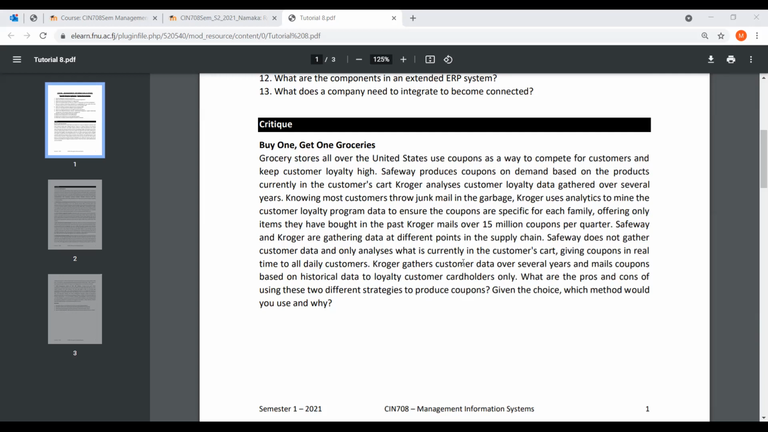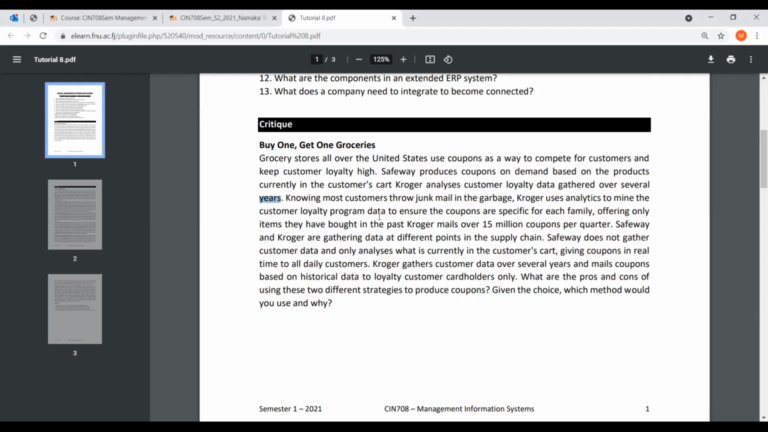Kroger is also a well-versed e-commerce site. The sister company of Kroger is Kruger, and what they do is sell almost any items on the web. Kroger analyzes customer loyalty data gathered over several years. So there's a vast difference between the two companies. Safeway basically gives coupons based on the current buying, whereas Kroger gathers data over a period of time, several years or several months, and then tries to give out some form of coupons.